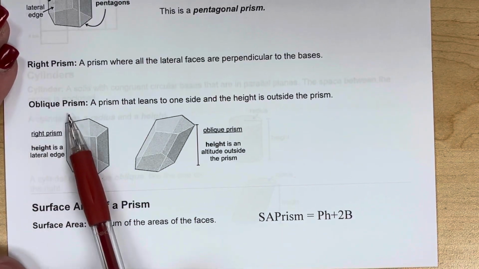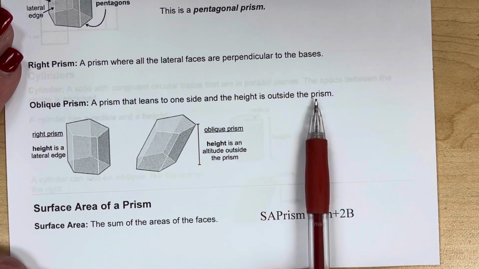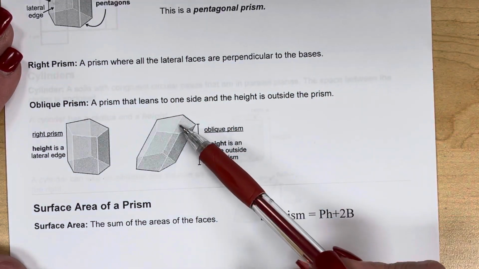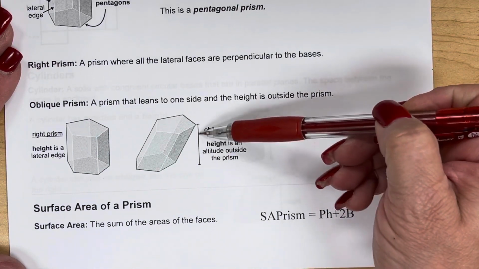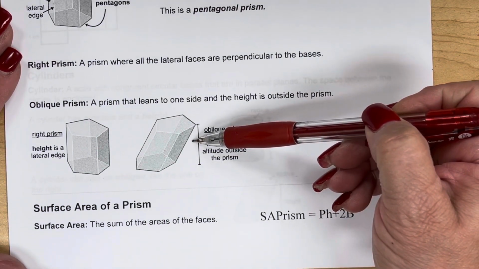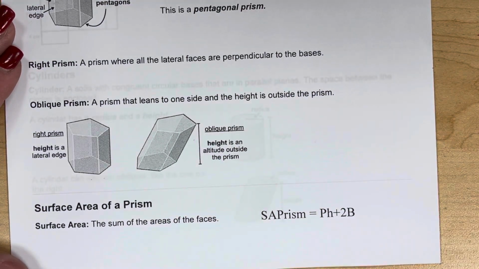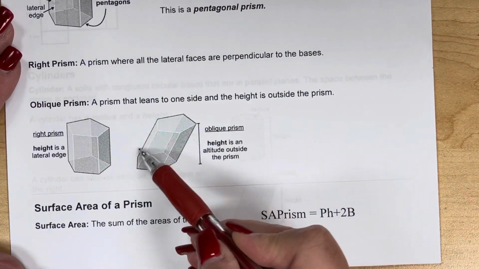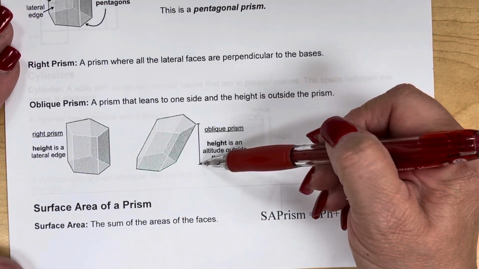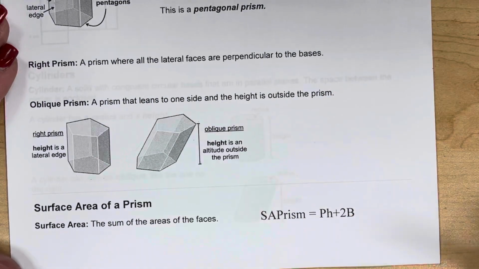An oblique prism is a prism that leans to one side and the height is outside the prism. So notice that it's leaning over, okay, and the actual height is going to be outside. And we kind of talked about that before when we talked about parallelograms and certain kinds of triangles, that the height is not going to be your slanted edge, okay? Your actual height would be from the outside there of the prism.